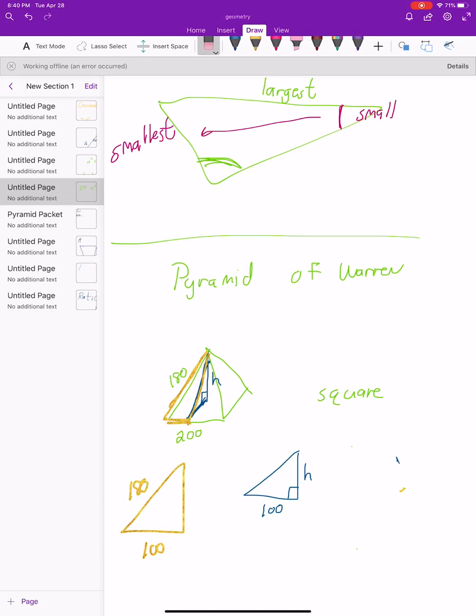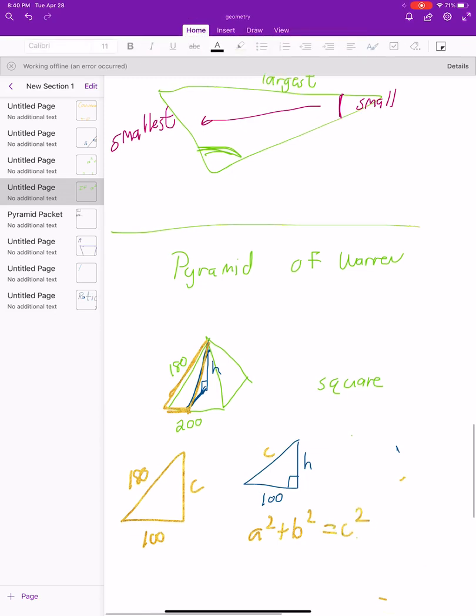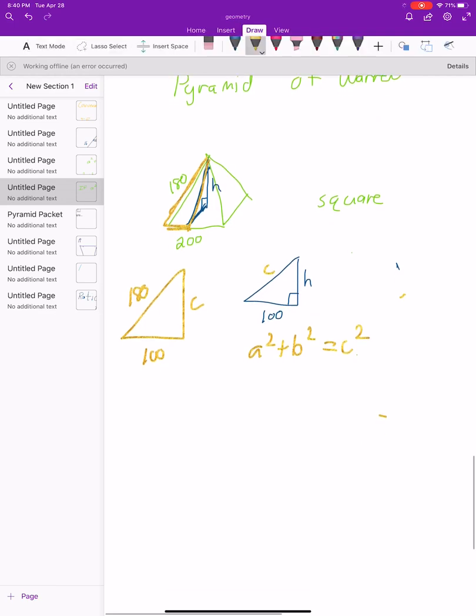So we'll call this c, and we'll call this c. So now we do have enough information to do this. We can go a squared plus b squared equals c squared. Alright, so I'm going to scoot this up. We're going to go 100 squared plus b squared equals 180 squared. Okay, I want to clean up all my mess here that I have. I know 100 squared is this because we've done that.